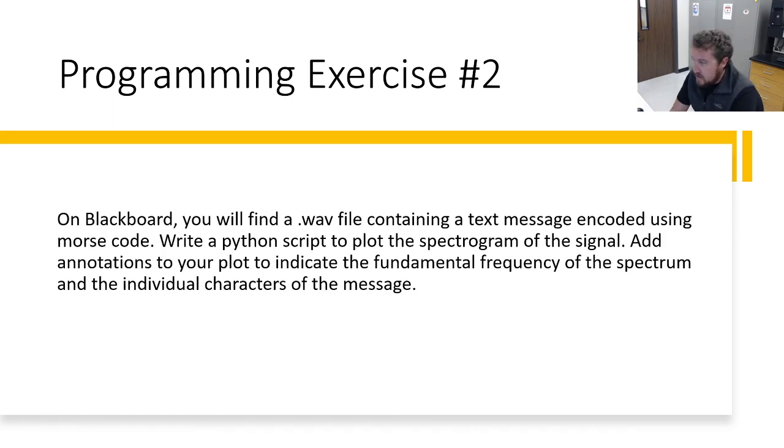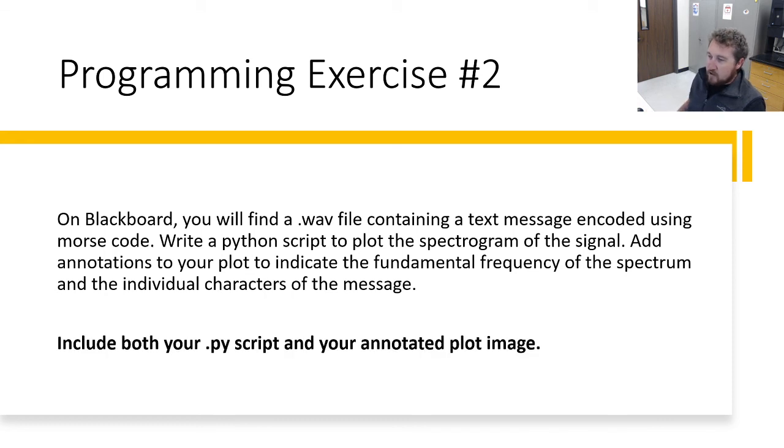On Blackboard, you will find a .wave file containing a text message encoded using Morse code. Write a Python script to plot the spectrogram of the signal, and then I want you to pull the plot out and put it in MS Paint or on your tablet or whatever you're using, and annotate your plot, or print it out, write on it with pen and scan it. Tell me what the fundamental frequency of the spectrum is, and identify the individual characters of the message. Include both your .py script and your annotated plot image in your submission.